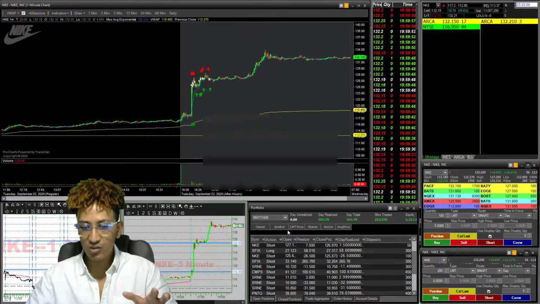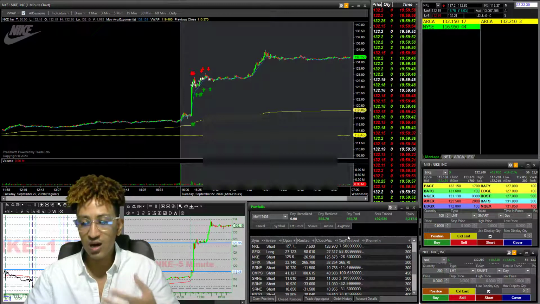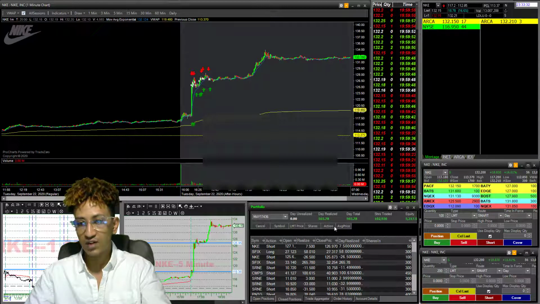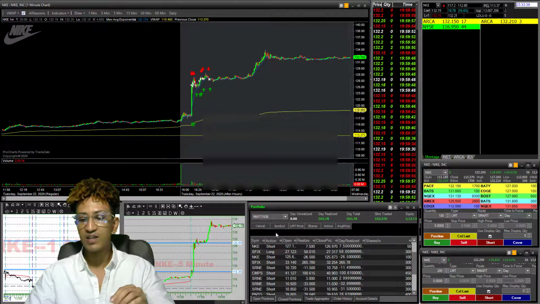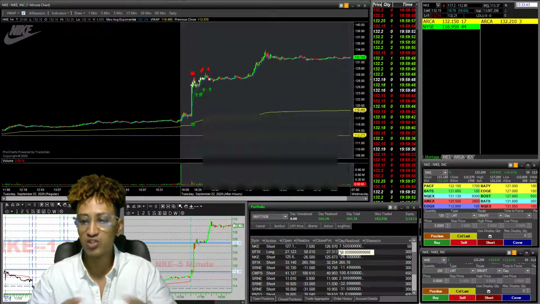Now the next thing that you're looking at here is basically the portfolio. This is where you see how many shares that particular trader has. No one else can have access to this. Everyone else can see the chart, they can see the order, but they cannot see the portfolio. The portfolio is specific to that trader.